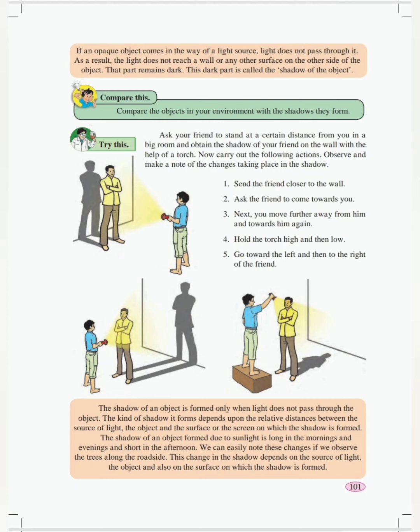The shadow of an object formed due to sunlight is long in the mornings and evenings and shorter in the afternoons. We can easily note these changes if we observe the trees along the roadside. This change in the shadow depends on the source of light, the object, and also on the surface on which the shadow is formed.